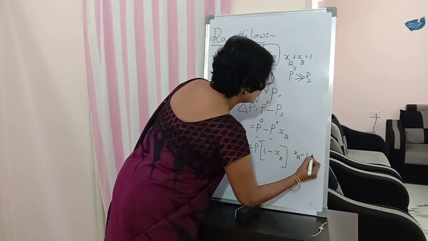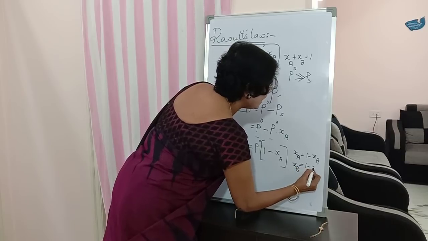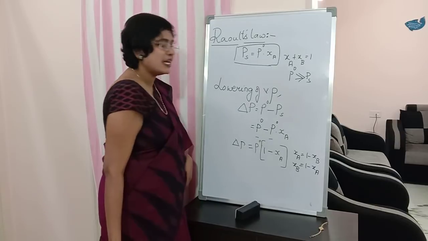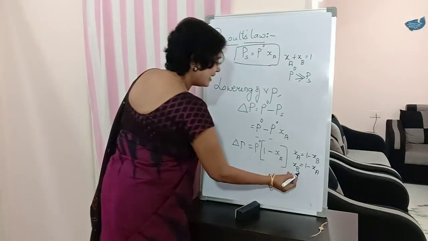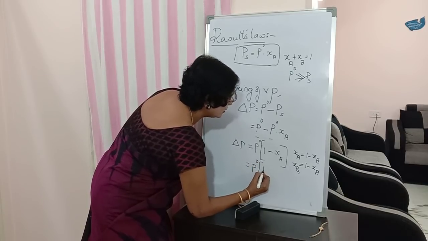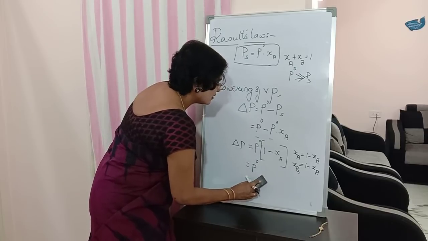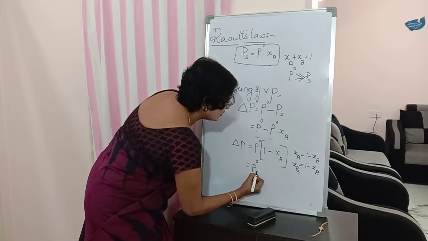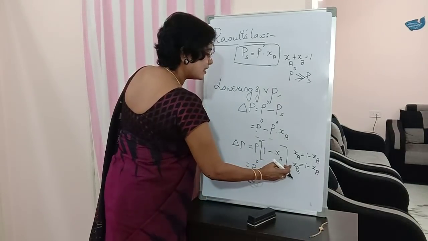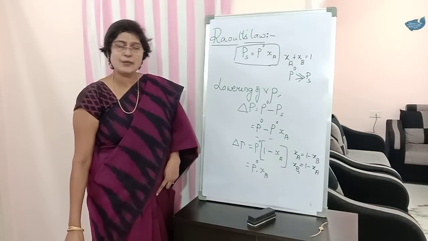1 minus XB. What would be the XB value? 1 minus XA. Okay, so what can I write here? 1 minus XA means I can write XB. So it is equal to P naught into XB, students. Why? Since XB is equal to 1 minus XA. Clear, students? Shall I repeat once again?